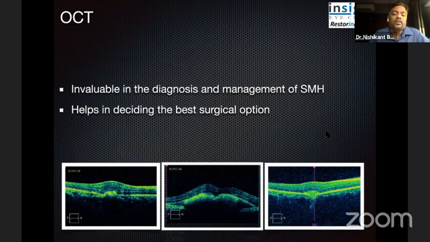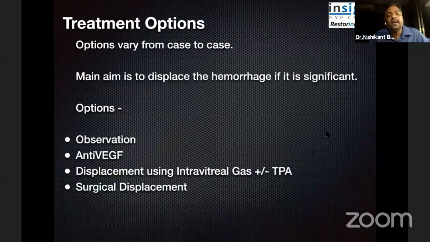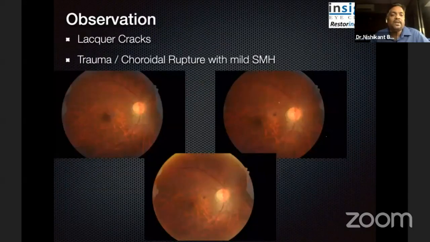OCT is important because, like I said, it tells us the size and the location of the submacular hemorrhage, because if it is sub-RPE, then a surgical treatment may not work. But if it is subretinal, only then a subretinal surgical treatment can be attempted. Now, going to the management, we can either have the options of observation, anti-VEGF treatment, or displacing the blood with the help of intravitreal gas with or without TPA, or surgical displacement.